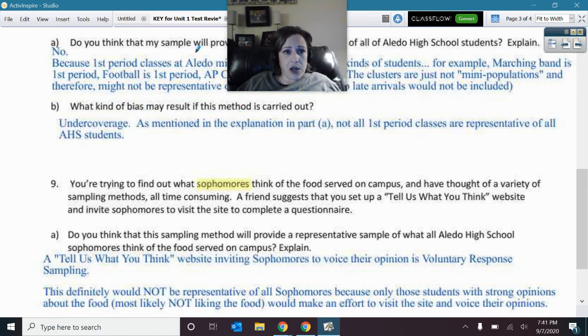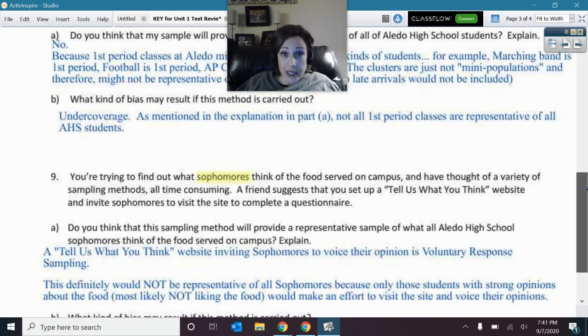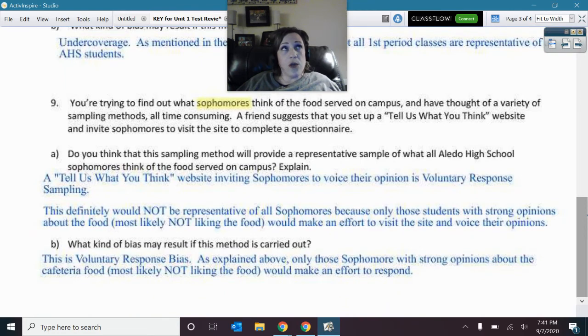As mentioned in the earlier explanation, not all first period classes are miniature populations, so you could get an unfair representation, heavy with electives. Those involved in electives might sway their opinion one way or the other.